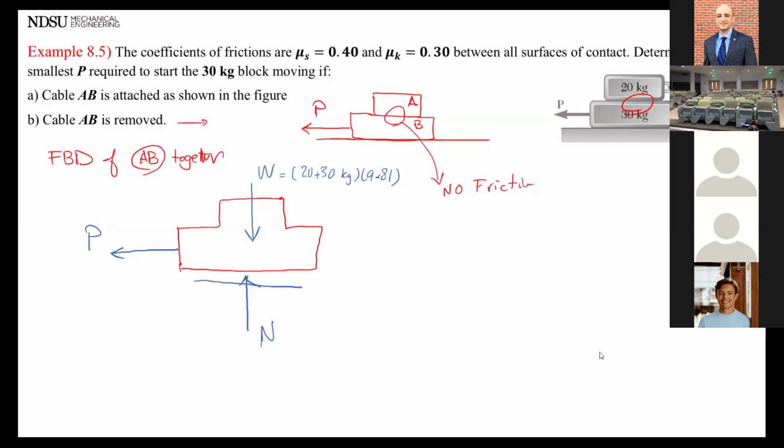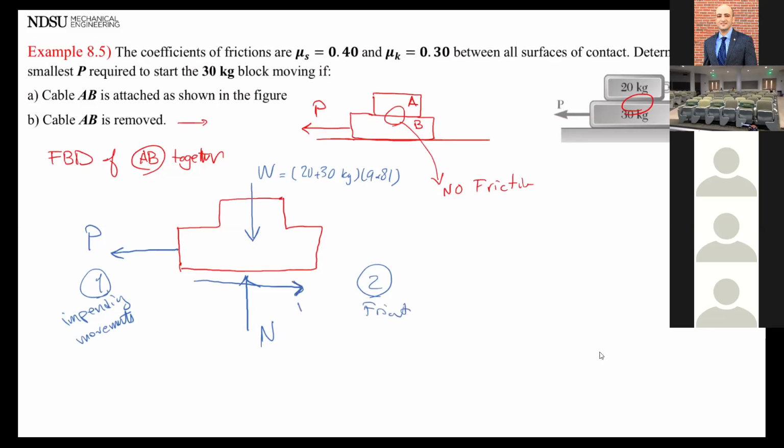Which way is the friction pointing in this case? 1 or 2? I know it's tangent, perpendicular to the normal force, but which way is it going to go? 1 or 2? 2. 2, because of the movement, or impending movement, I should say, because this is static, so nothing is actually going to move. Impending movement is that way, so friction is going to go opposite of that. There we go, F.